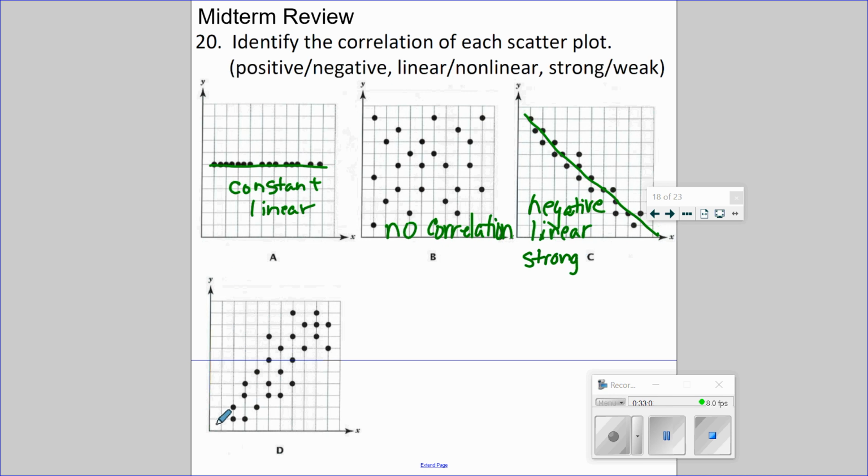The next one, from left to right, it's increasing. Try to draw a nice trend line through the center. It's positive. It's a straight line. And this is weak because the dots are not very close to the trend line.